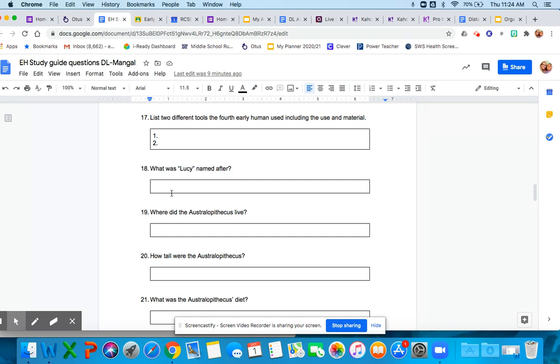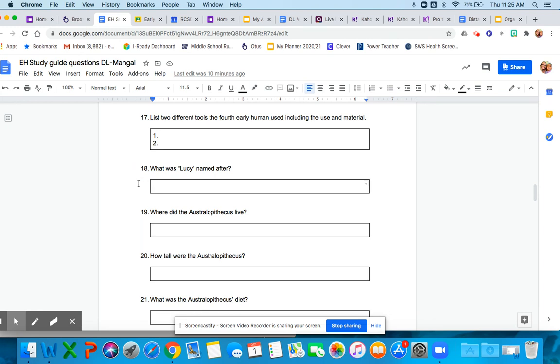Please don't write hand axe for 17 because the hand axe was invented long before the Neanderthals. And then also please don't use cliffs. My other class used cliffs as a tool. There's plenty to use that you don't actually need to use cliffs or anything like that. Use one of those that we just talked about.